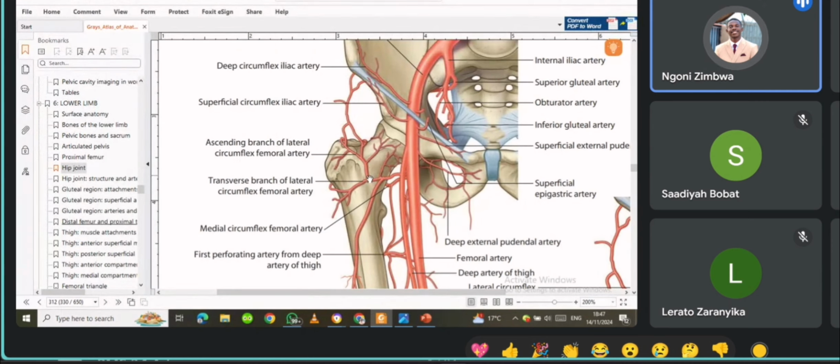Let's go. It will give an ascending branch, which is called the ascending branch of the lateral circumflex femoral artery. You see here, it's going to give a transverse branch of the lateral circumflex femoral artery. And then it's going to give a descending branch. They have a name here, but this descending branch is going to take part in the anastomosis around the knee. We're going to talk about it.